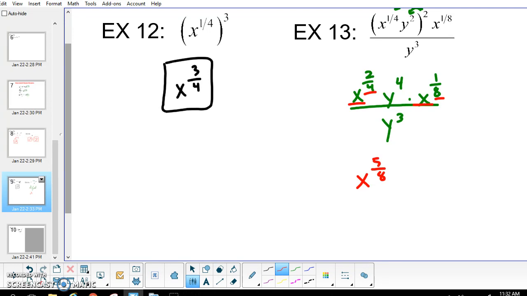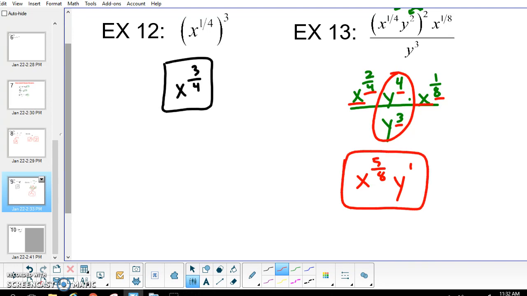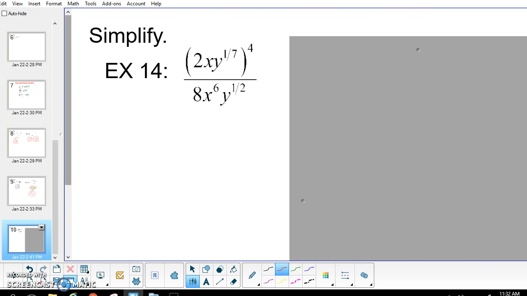Okay? Then I have this common base of y, so I want to subtract the exponents. So you subtract and put it in the numerator, and then if it's negative, you can move it to the denominator. So then 4 minus 3 is 1. So that's y, or you can write that as y to the 1st. And we're going to look at a couple more of these. So pause, work these out, and then you can check your answer.